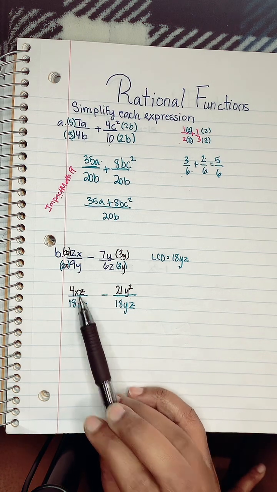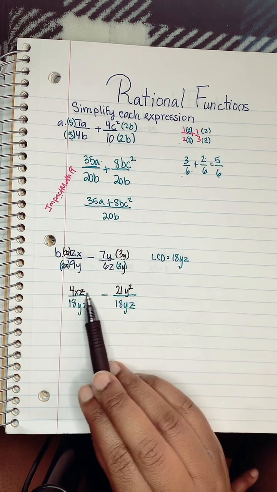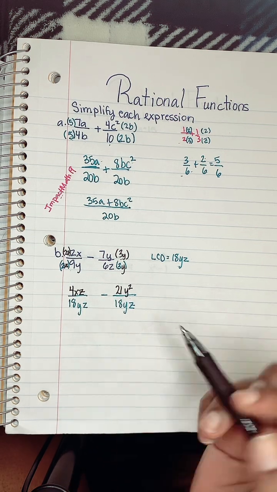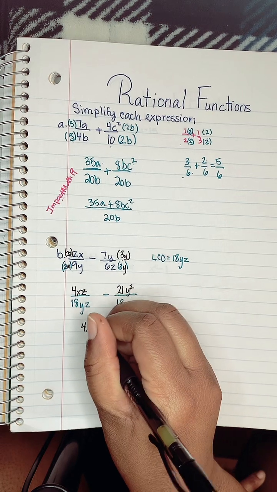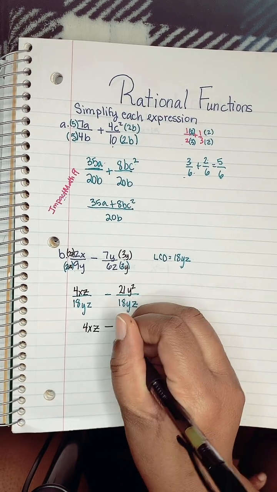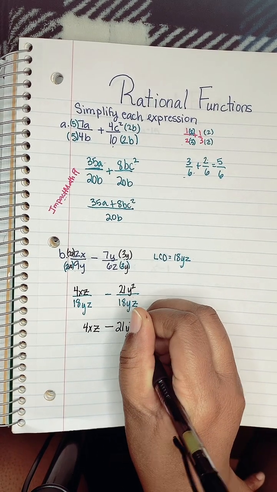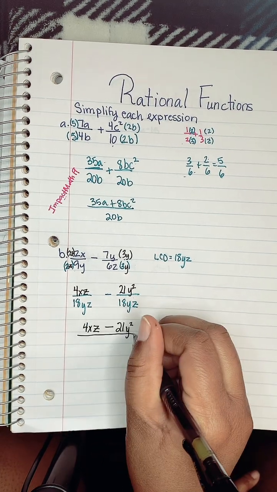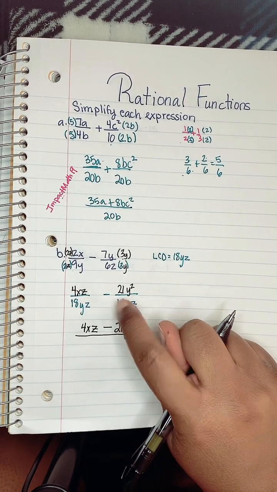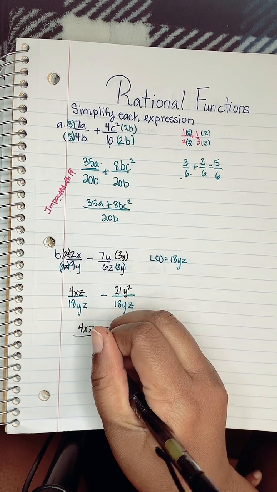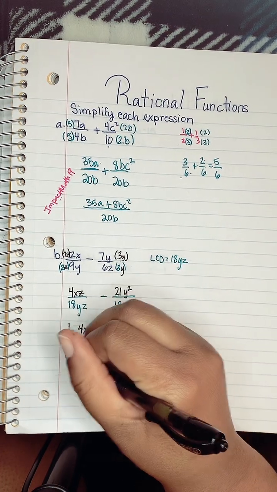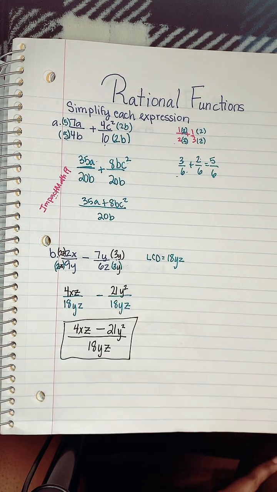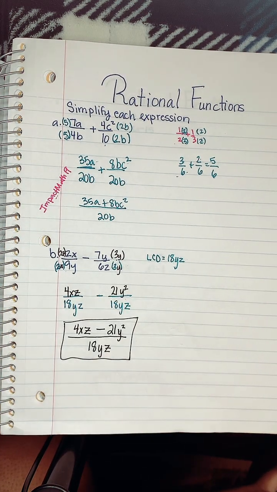So now we can do, right? This is our numerator. So now we can subtract them. We can do 4XZ minus 21Y squared over, remember our denominator stays the same, 18YZ. And this is our beautiful answer.